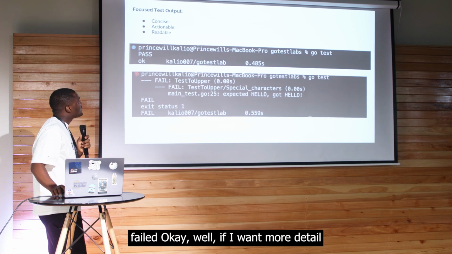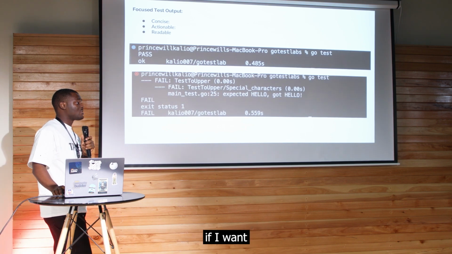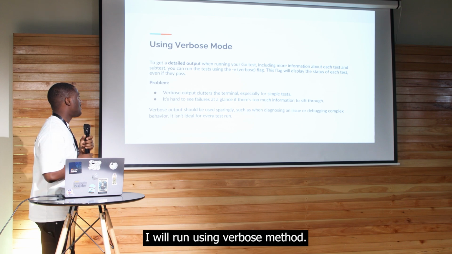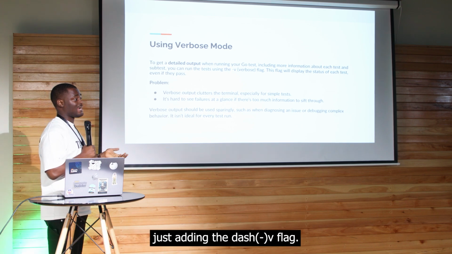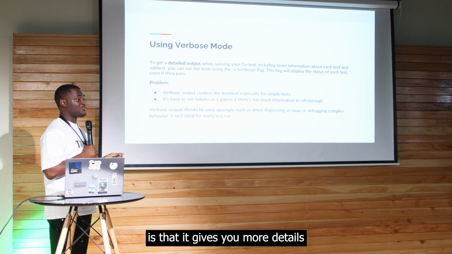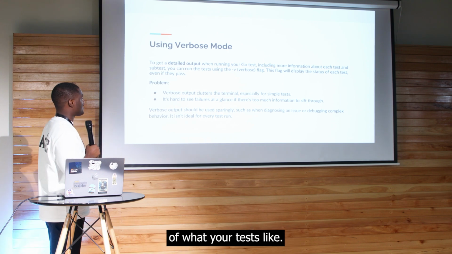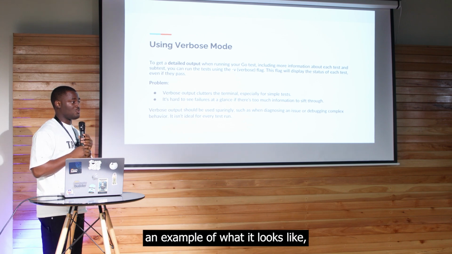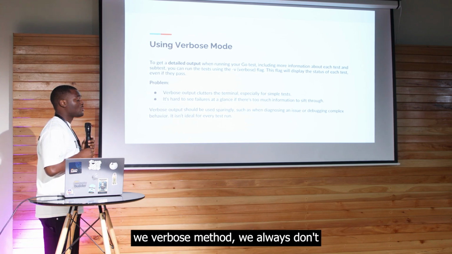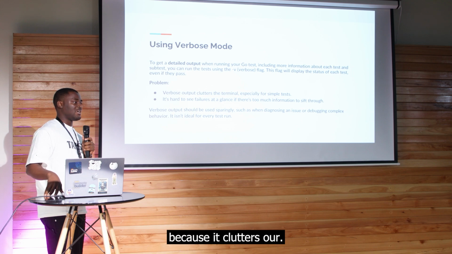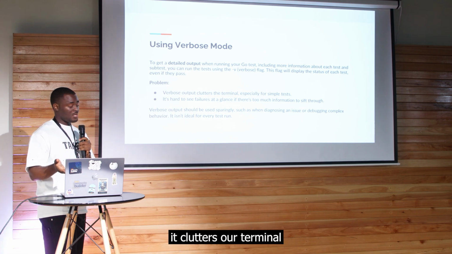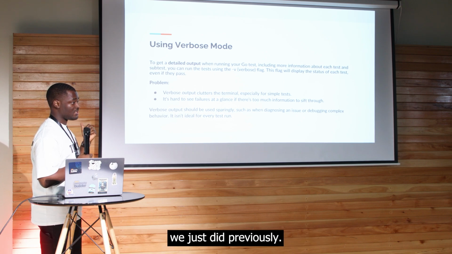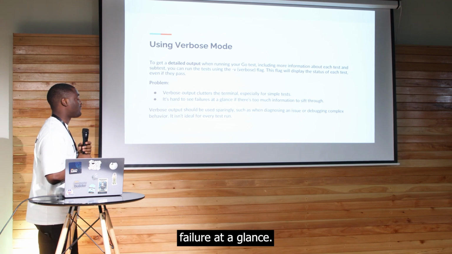But if I want more detail from my test, what I'll do is run using the verbose method. What the verbose method means is just adding the -v flag. What it does is give you more details of the test you just ran. Before I show you an example of what it looks like, we don't always want to use the verbose method because it clutters our terminal, especially when you want to run simple tests like the one we just did previously, and then it's hard to see failure at a glance.